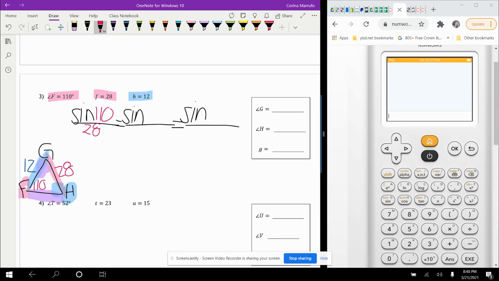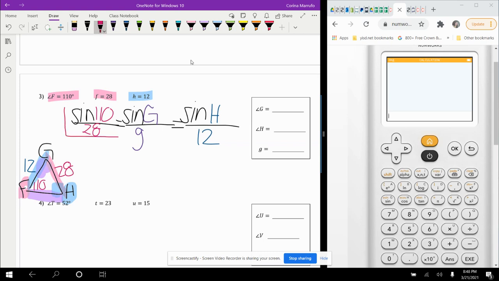The next one is g. So big G we don't know, and we also do not know little g. Okay, and then we have H. Big H, we don't know what that is, and then little h, we do know what that is. That is 12.